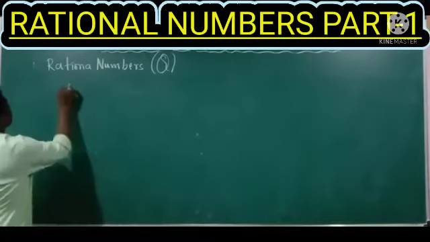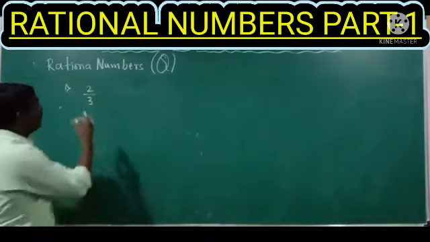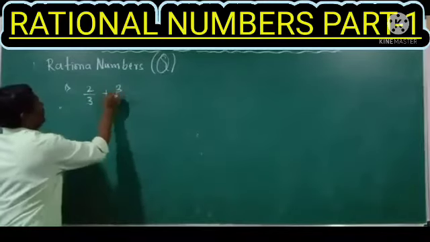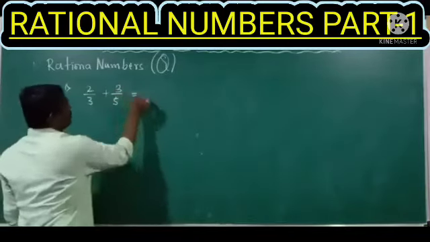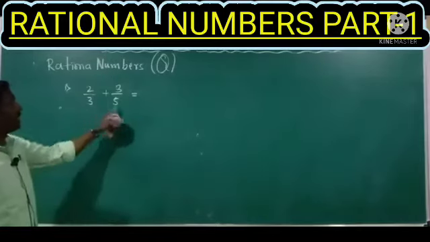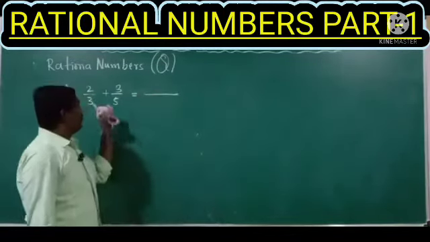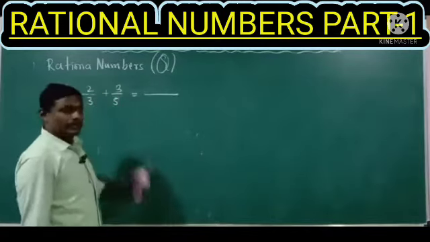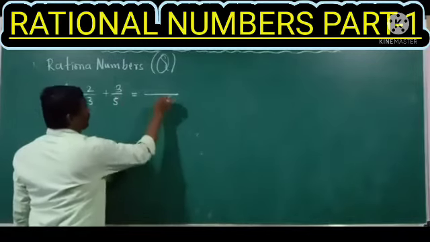For example, 2 by 3 is an example of a rational number. If I add one more rational number, 3 by 5, and add these two numbers, what will I get? What is the LCM? Here the denominators are different, 3 and 5. So before adding these two, we have to take the LCM of these two numbers. The LCM of 3 and 5 is 15.